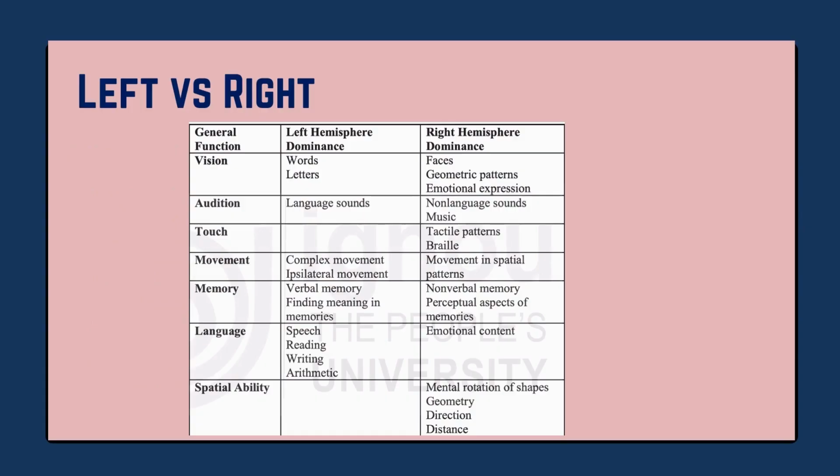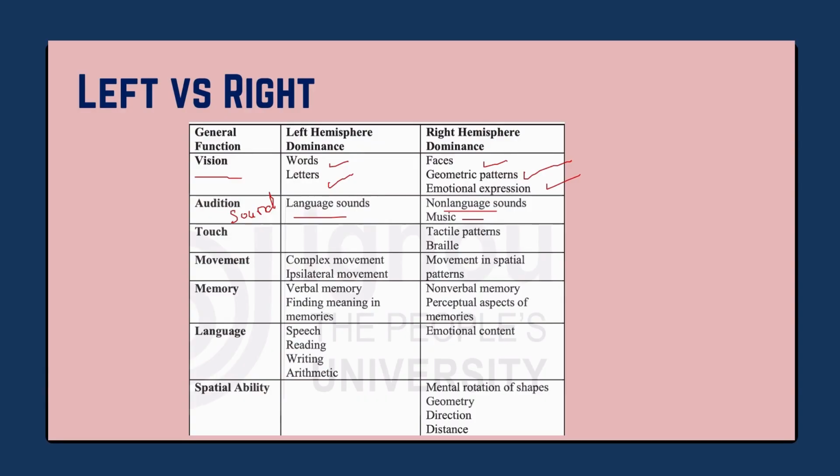Here I have a table. This one is present in your study material, so I'm including it here. So they have given 7 categories of functions and the role of left hemisphere and right hemisphere. In case of vision, if someone has left dominant hemisphere, then they would be good at words and letters. If the person has a dominant right hemisphere, then the person would be good at faces, geometric patterns and emotional expression. Audition, which means sound. Left hemisphere dominance means they'll be good at language sounds. And right hemisphere dominance means non-language sounds like music.